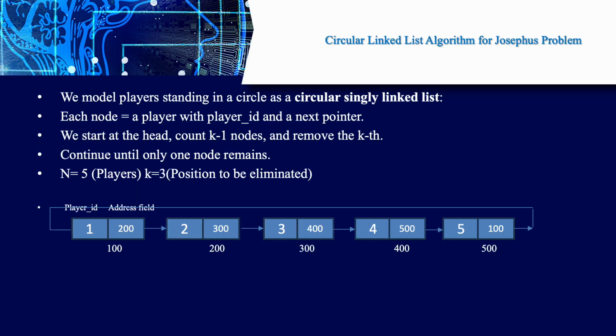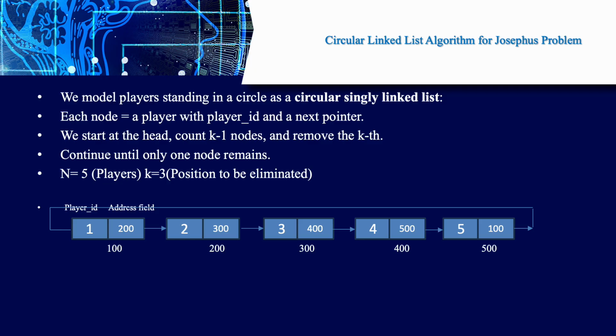Coming to the circular linked list algorithm, to simulate this we will use a circular linked list. Just imagine the people forming a circle, as we discussed earlier. Using a circular data structure is a perfect fit. The players start from 1 to 5, the total number of players is 5, and they are arranged in circular order. Each node represents a person here, and we move node by node, counting up to the kth node, and remove the kth node.